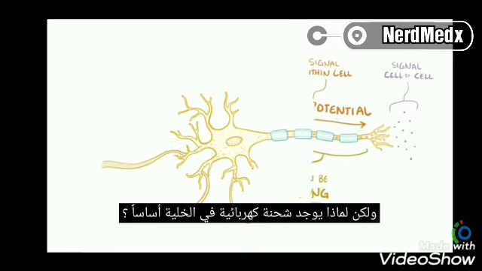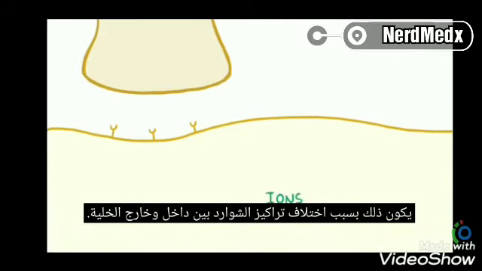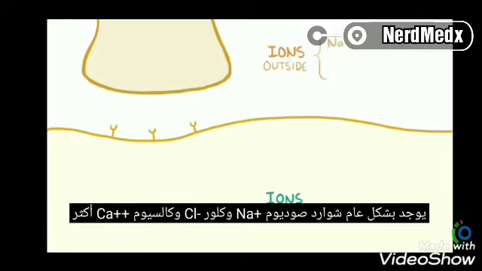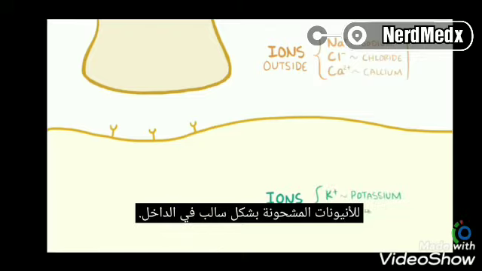But why does a cell have an electrical charge in the first place? Well, it's based on different concentrations of ions on the inside versus the outside of the cell. Generally speaking, there are more Na+, or sodium ions, Cl-, or chloride ions, and Ca2+, or calcium ions on the outside of the cell, and more K+, or potassium ions, and A-, which we just use for negatively charged anions, on the inside of the cell.